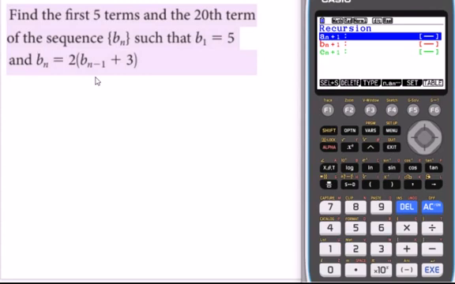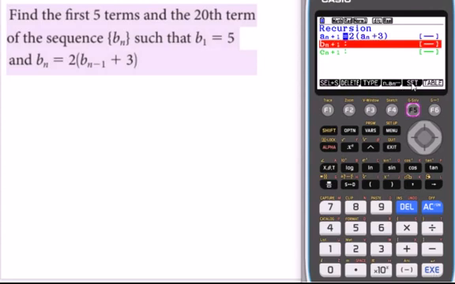So I know that to get to the next term, I take the current term, I add on 3, then I double the result. So I'm going to write a(n+1), the next term, equals 2 times a current term, a(n), plus 3. So that's the rule. And then the other thing is what is the starting point.